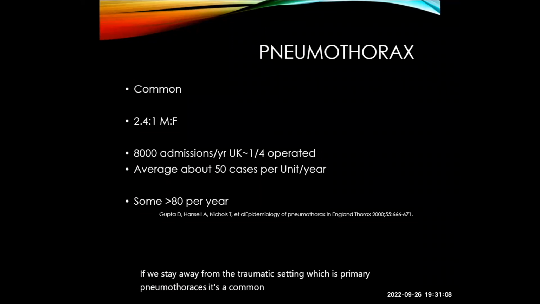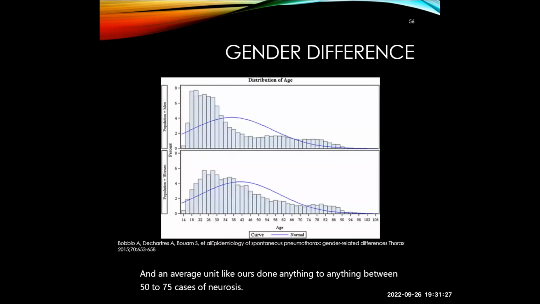And the male to female ratio is about 2.1 to 1. And we have about 8,000 admissions for this in the UK. And an average unit like ours does anything between 50 to 75 cases of pneumothorax. So that's the prevalence of pneumothorax. And you can see there is definitely a male preponderance as per this study which looked at the epidemiology of pneumothorax, and that varies with the age groups as well.